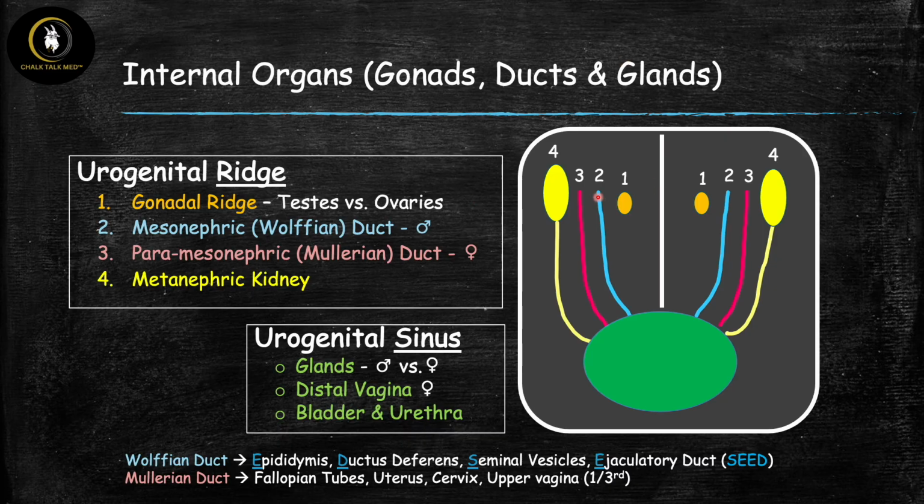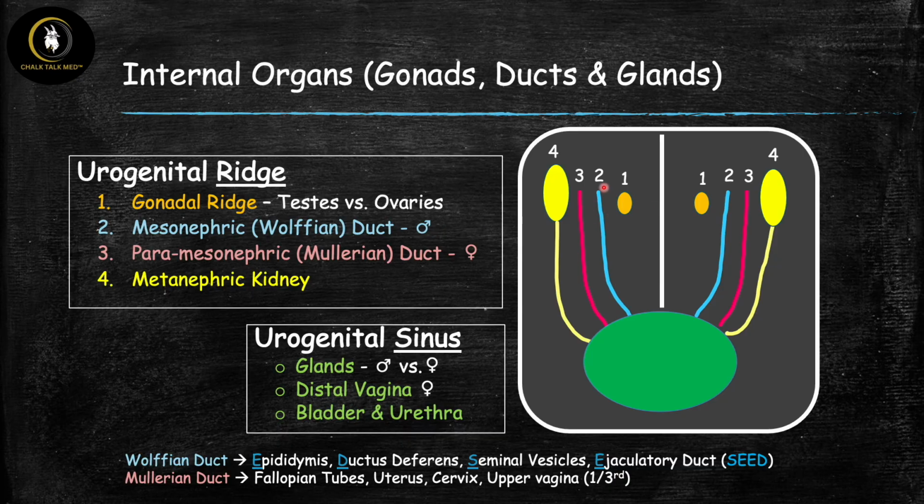Now, just lateral to that is number 2, which is the mesonephric or Wolffian duct, and again, 1 on each side. And these ducts are going to turn into the male genital ducts. Remember that these male genital ducts are the epididymis, ductus deferens, seminal vesicles, and ejaculatory duct. And by the way, here's a good mnemonic. You can rearrange the starting letters here, and it's going to spell the word seed, S-E-E-D, and that'll help you remember the male genital duct structures. So that's structure 2 right here. This is going to give rise to the male ducts.